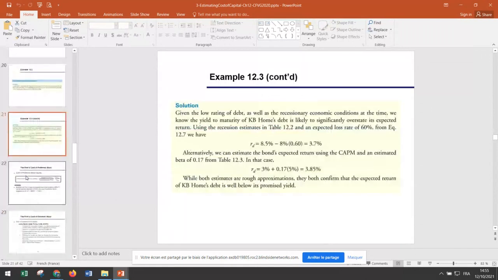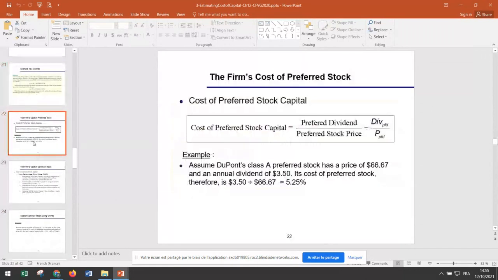Then you have the cost of preferred stock. It's very straightforward. If you have the preferred stock, you can calculate the dividend yield for the cost of preferred stock capital.